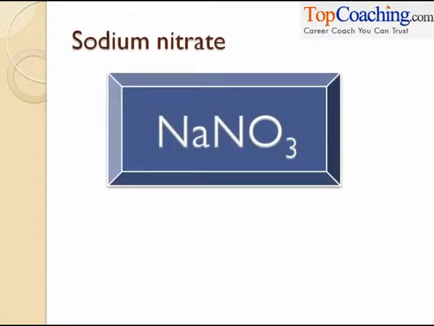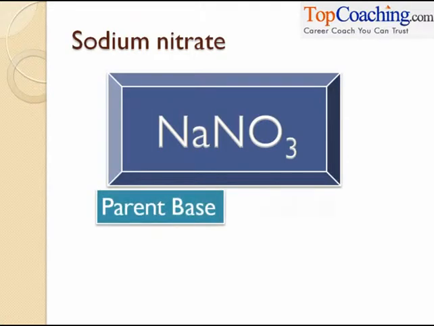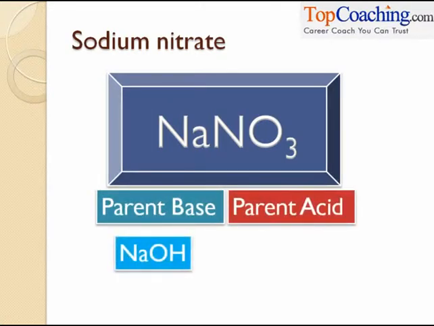Sodium nitrate or NaNO3. The first part of the salt comes from the parent base. So the parent base is sodium hydroxide. The second part of the salt comes from the parent acid. The acid containing NO3 or the nitrate ion is nitric acid. So the parent acid is nitric acid.